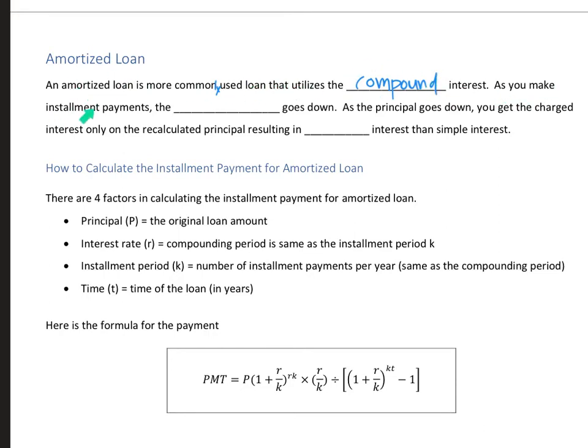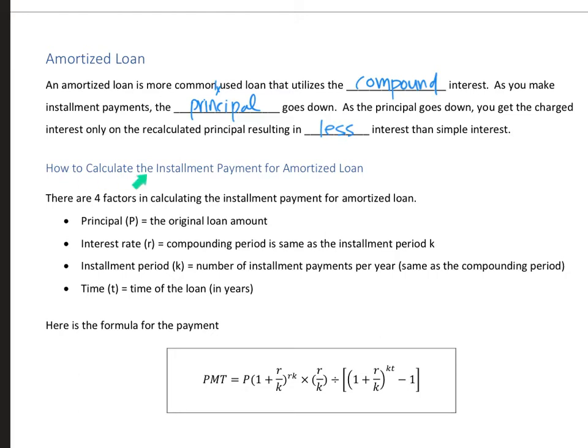As you make installment payments, the principal goes down, because that's what happens with compound interest. Your principal gets recalculated all the time. As the principal goes down, you get charged interest only on the recalculated principal, which is lower, right? Which is good, resulting in less interest than simple interest. So this is the more commonly used one. Your car loan, your home loan, your credit card, your student loan, these are all amortized loans.